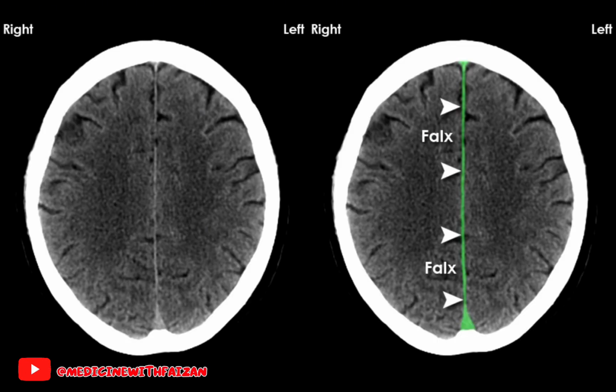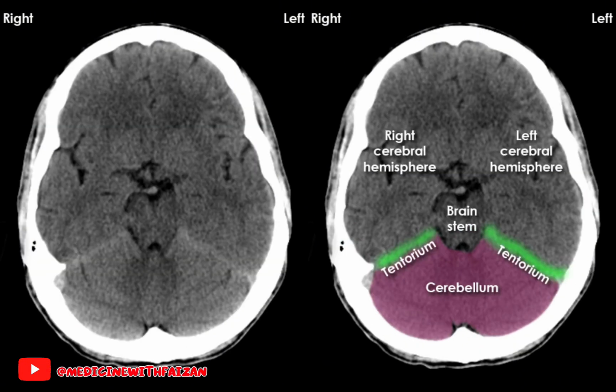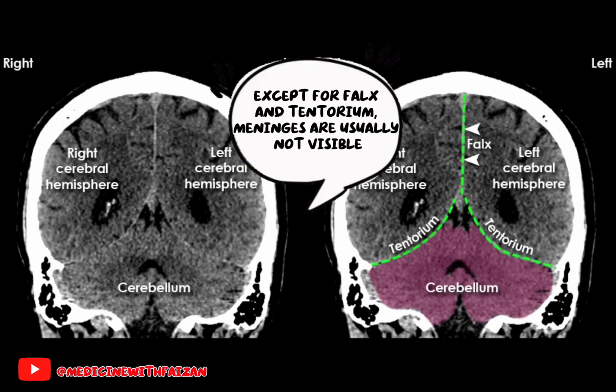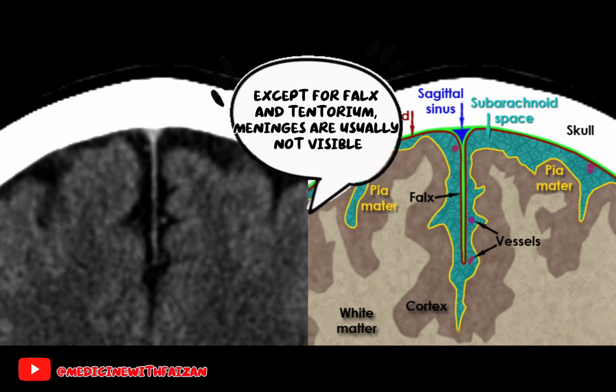The falx cerebri and the tentorium cerebelli are thick enfoldings of the meninges which are visible on CT imaging. It is important to note that elsewhere the meningeal layers are not visible on CT as they are closely applied to the inner table of the skull.